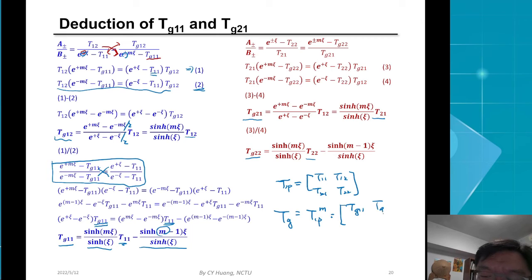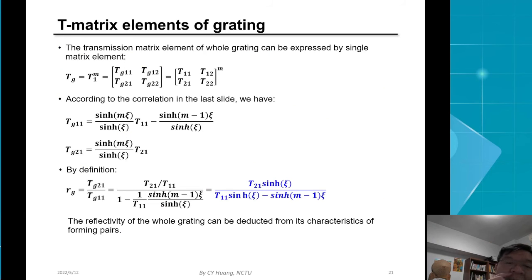TG11, TG12, TG21, TG22. Okay, so as long as you have this matrix and know how many pairs there are, you can directly access these four elements from the four elements found for the one pair case.